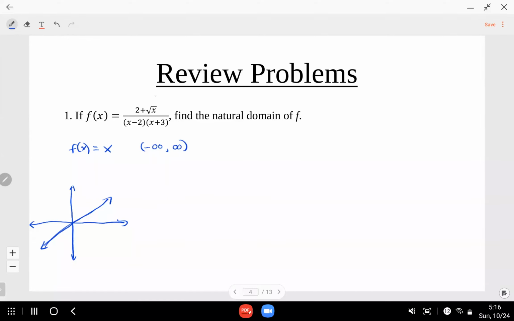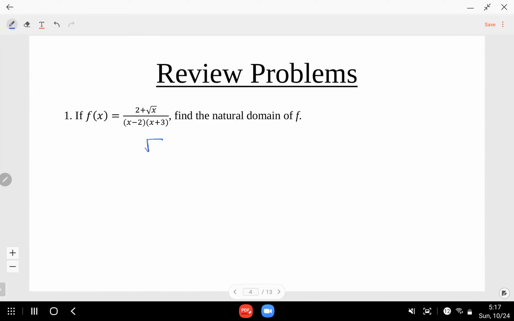All right. So basically, the domain of this function would be negative infinity to infinity, except you exclude the cases where this f(x) is undefined. So when is it undefined? Well, there are two cases. There are two common cases where it can be undefined.